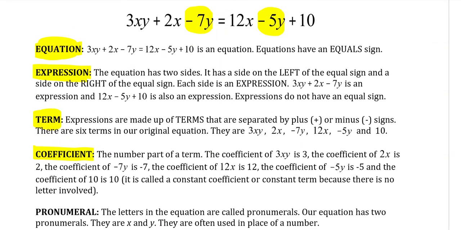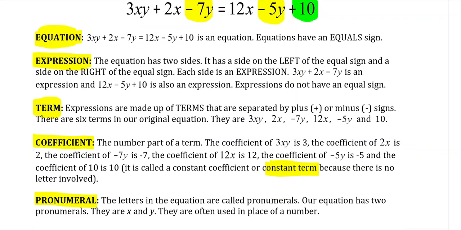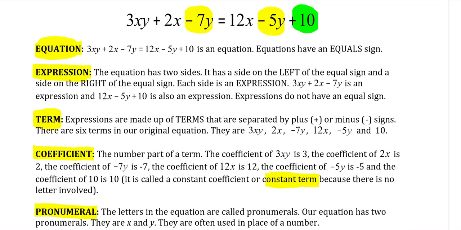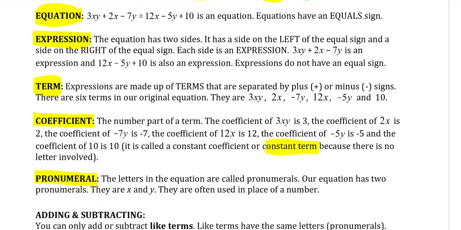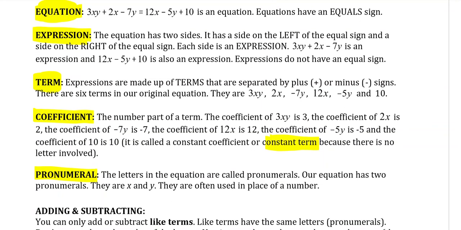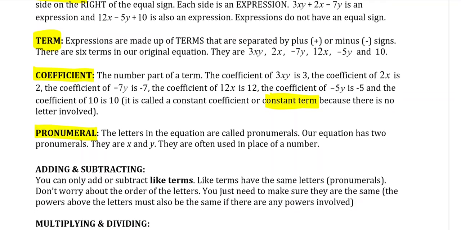There is also a special one called a constant term. A constant term is a term that has no letters in it, so 10 would be an example of a constant term. Pronumerals are the letters that we use in our expressions and equations. Our equation has two pronumerals in it, x and y, and they are often used in place of a number.